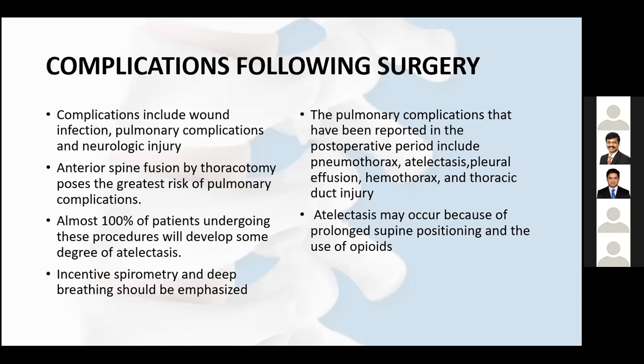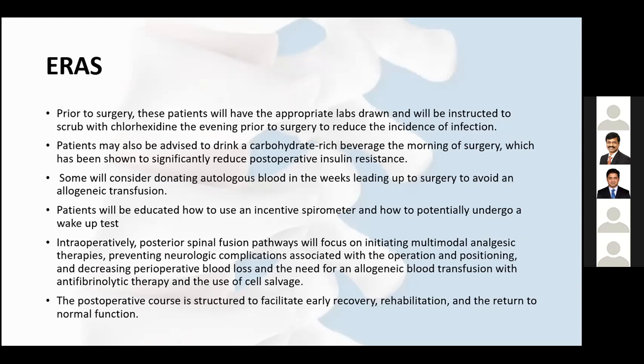Okay. What are any recent advances or recent techniques, or what does ERAS say for scoliosis? Prior to the surgeries, the investigations should be done, and we should avoid prolonged fasting. A carbohydrate-rich beverage in the morning of the surgery can be given, and autologous blood can be donated in the weeks leading to the surgery to avoid any allogenic transfusion. It is very important to educate the patient about incentive spirometry, and if you are going for a wake-up test, it should be well explained to the patient in the pre-op visit.